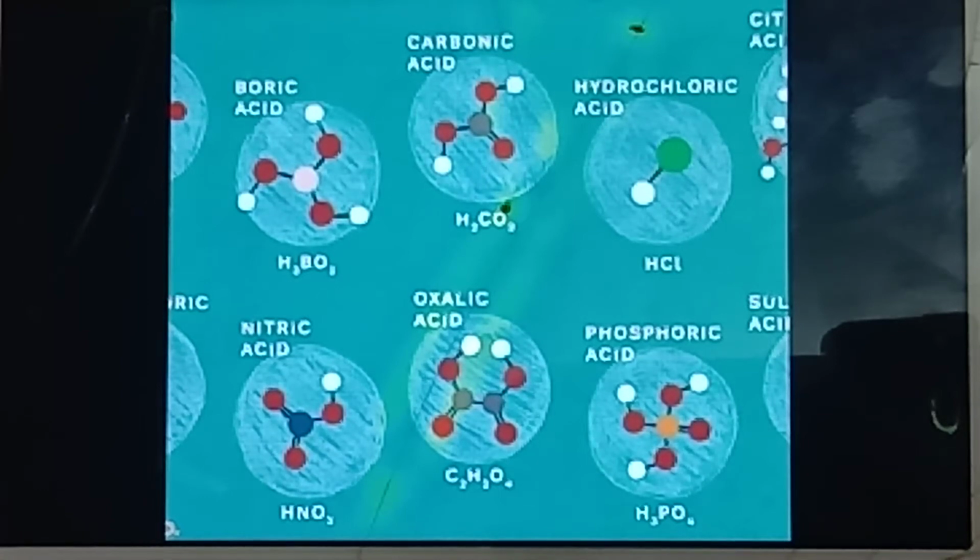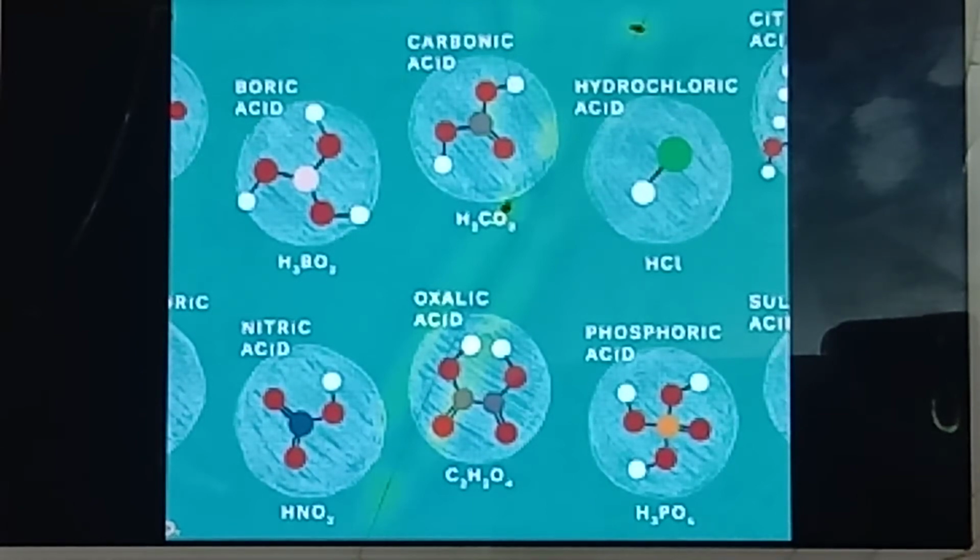In terms of origin, the word acid is derived from the Latin word acidus, which means sour. Acidus means sour. So the chemical compounds which have a sour taste are generally called acids. This is the meaning of acid.